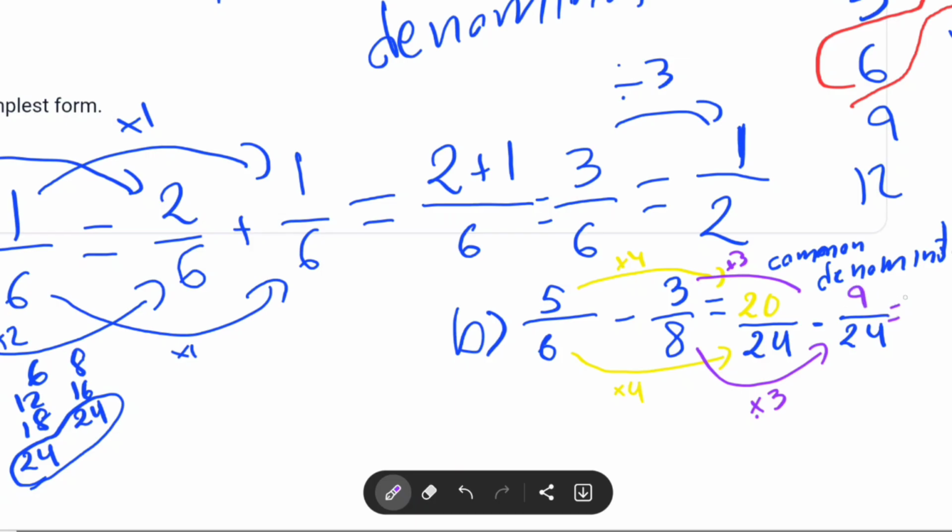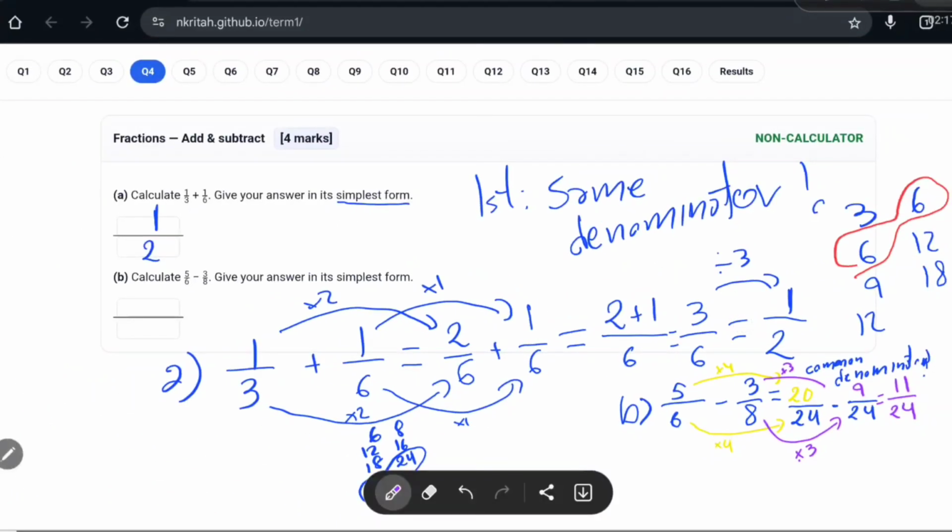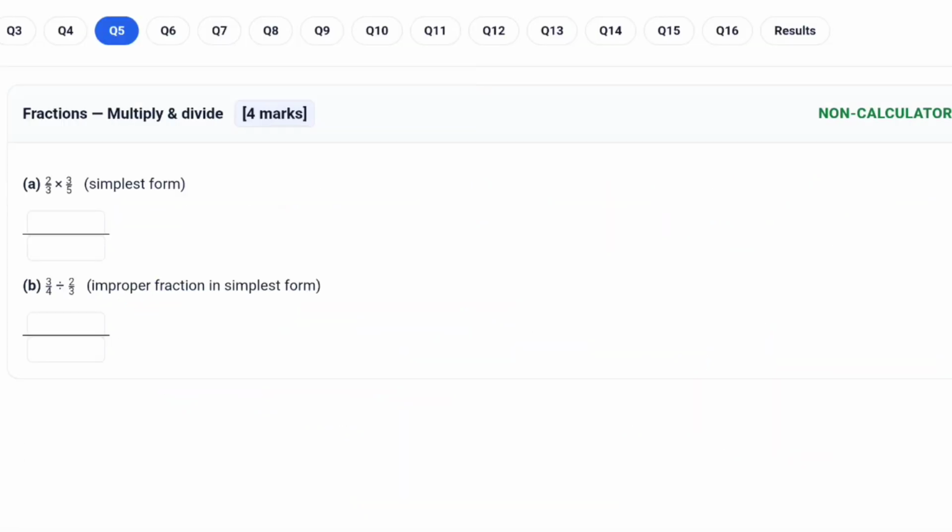Now that I've got 20 and 9, I can subtract them normally. That gives me 11 over 24. And I am done with this question. Stop here to give it a go if you want to.